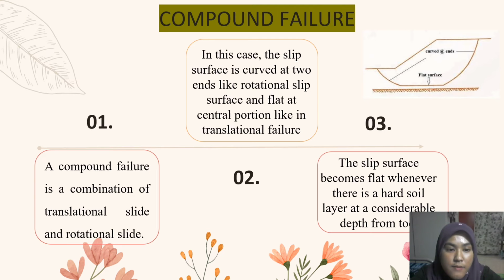Compound failure. A compound failure is a combination of translational slide and rotational slide. In this case, the slip surface is curved at two ends like a rotational slip surface and flat at the central portion like in translational failure. The slip surface becomes flat whenever there is a hard soil layer at a considerable depth from the top.